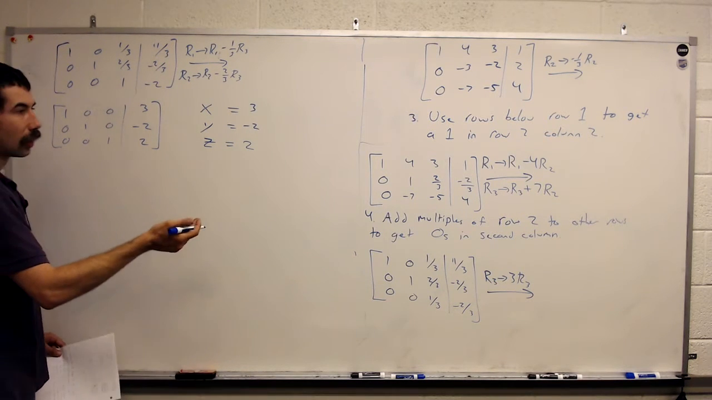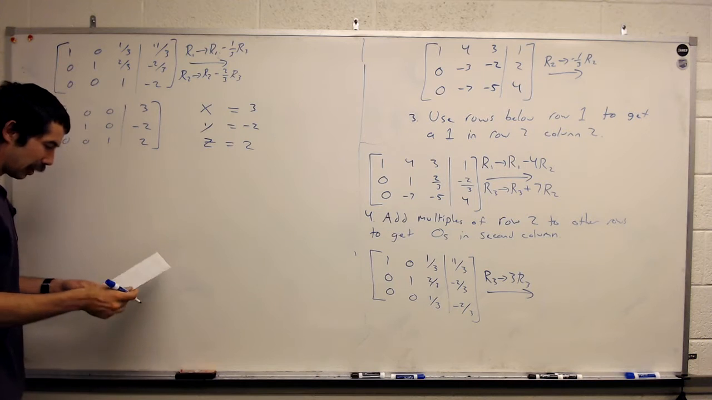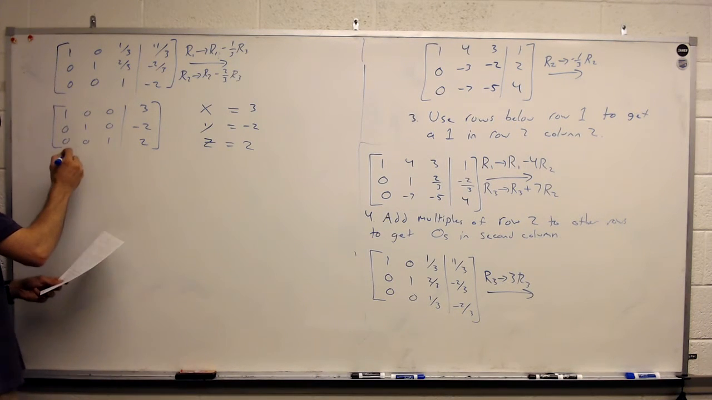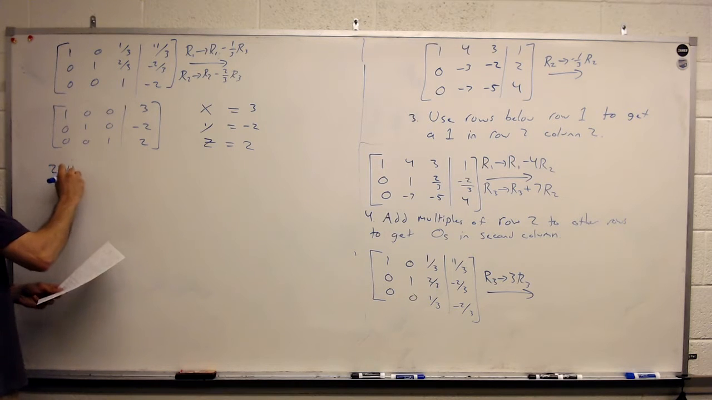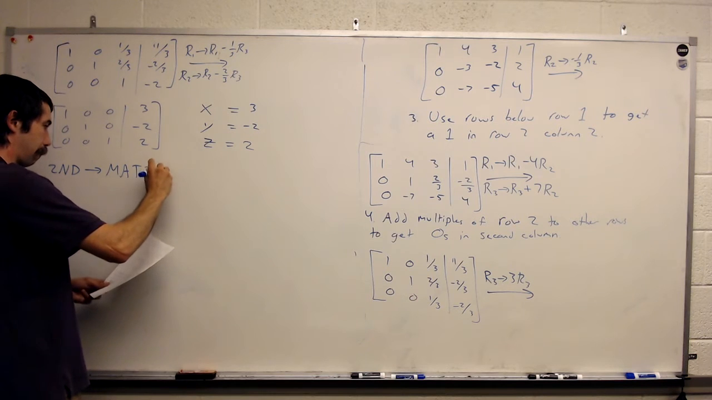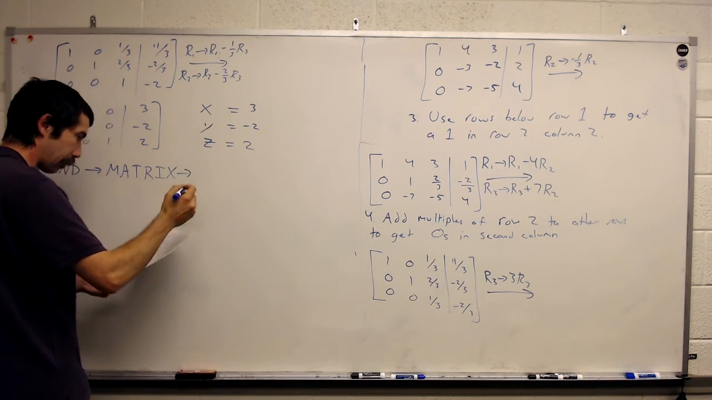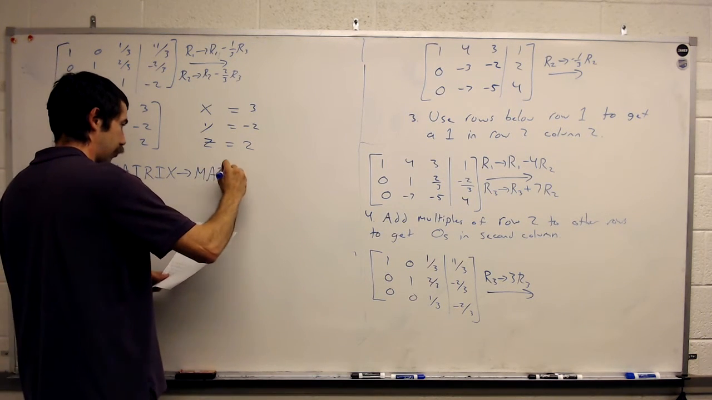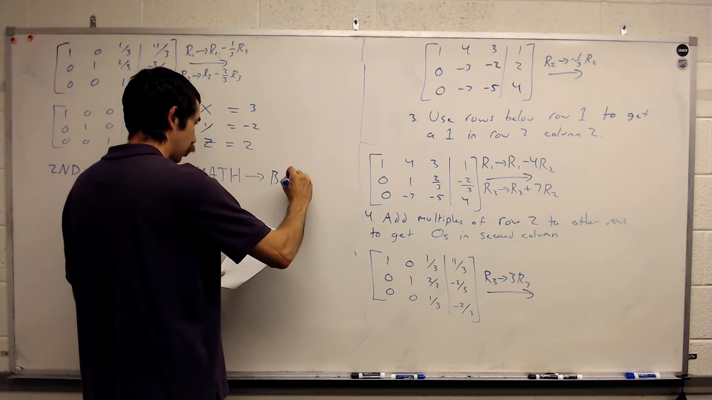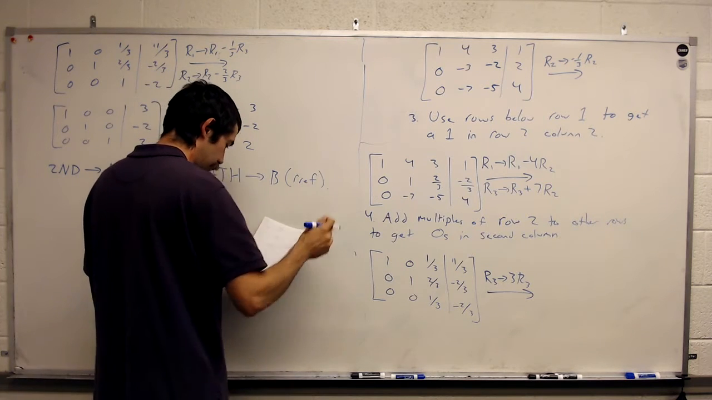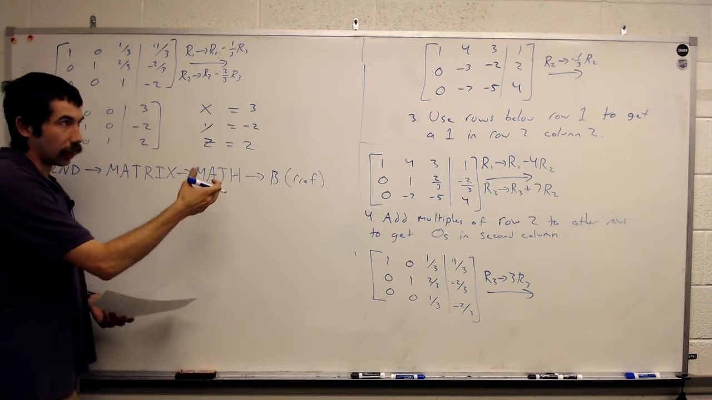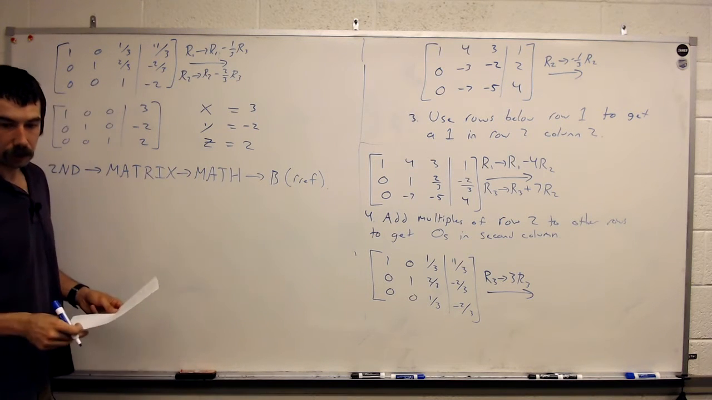OK, so this process is a little bit of a pain. So it could be done with a TI-84 calculator. So the way you do that is you go to Second, Matrix, Math, and then you select B, which is for RREF. And that will turn our augmented matrix into this reduced matrix.